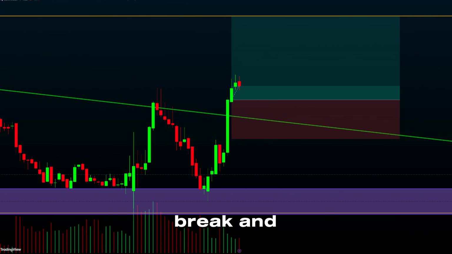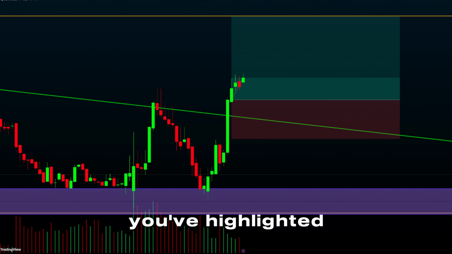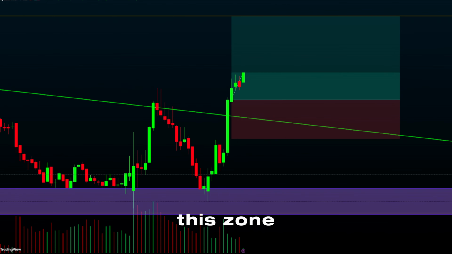Trend line break and confirmation: the definitive break above the descending trend line confirms the shift from bearish to bullish momentum. 1. The critical demand zone hold support. The large orange box highlighted is the demand zone, a strong area of support. Initial logic: this zone represents a price level where buyers previously overwhelmed sellers, causing the price to reverse sharply upward.